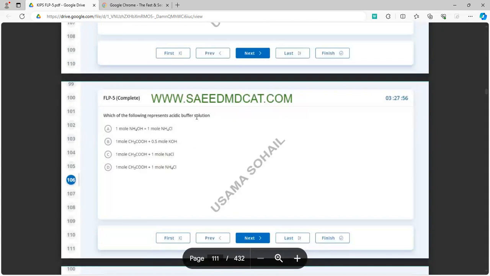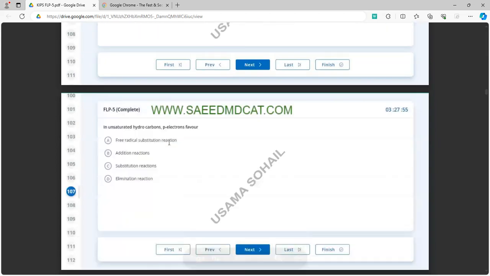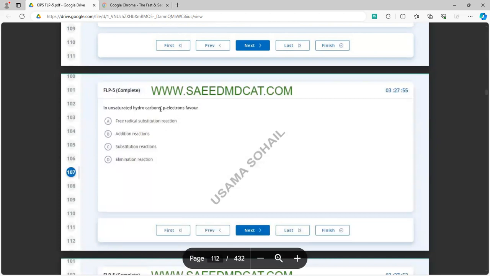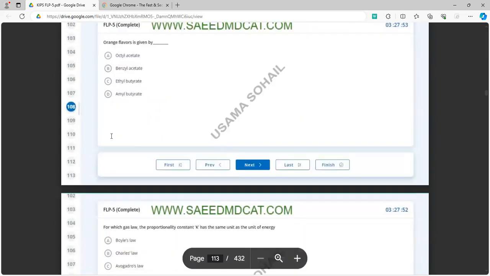Now, in an acidic buffer, you need to know that it's a combination of a weak acid and a strong base. So the correct option would be 1 mole of ethanoic acid combined with 0.5 moles of a strong base, which is potassium hydroxide. Now, unsaturated hydrocarbons basically refer to alkenes, and we know that alkenes carry out addition reactions.